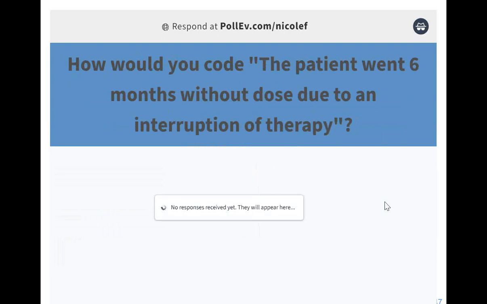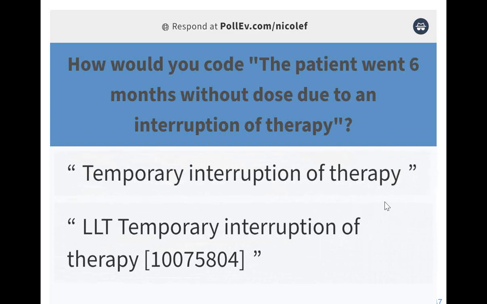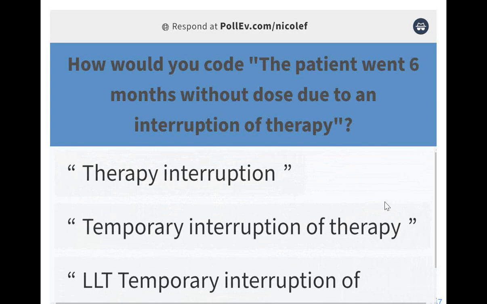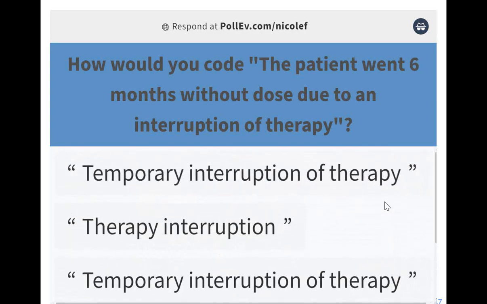How would you code the patient went 6 months without dose due to an interruption of therapy? Just this one term. Let's see what our options would be, what everyone thinks. And you can use your browser. You can go in, temporary interruption of therapy. Temporary interruption of therapy. Okay, very good. So it looks like therapy interruption.